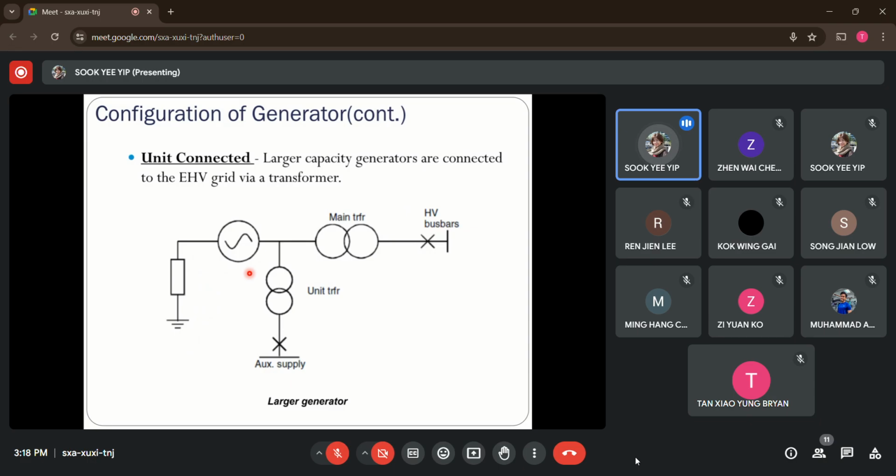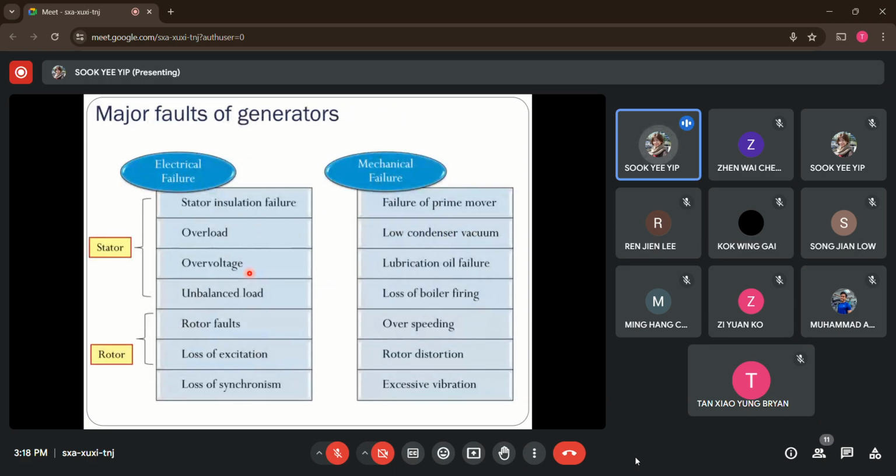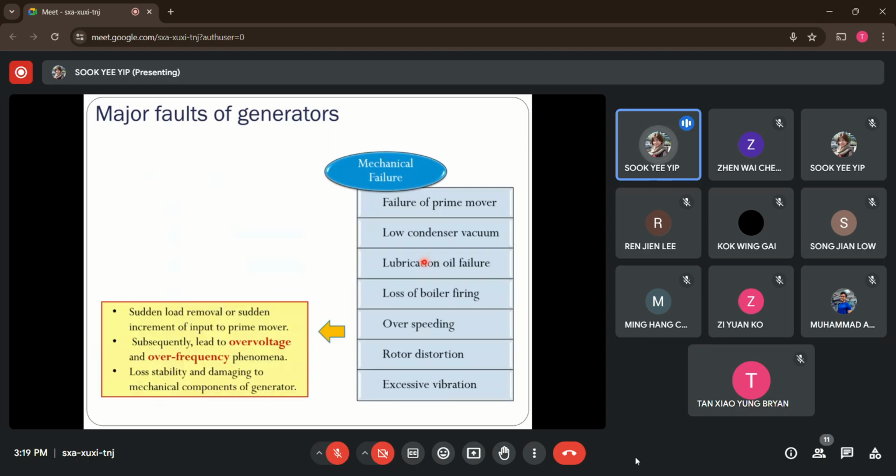All right, so now let's move to the next slide. What are the major types of faults that you can find for the generator? Before we have this discussion on the protection schemes for generators, the faults themselves can be broadly classified into two categories. One is known as electrical failures. Another one is known as mechanical failures. So we will focus on mechanical failures first.